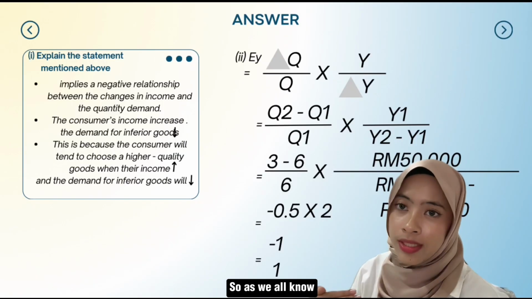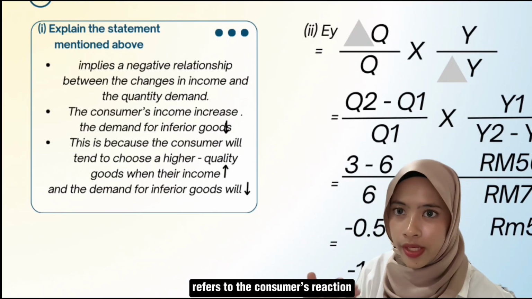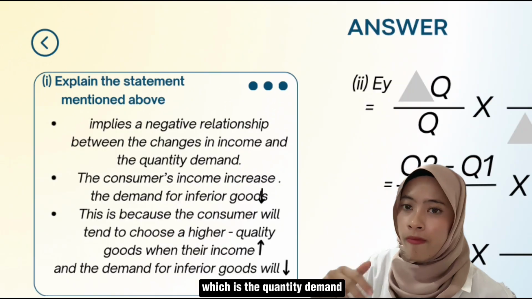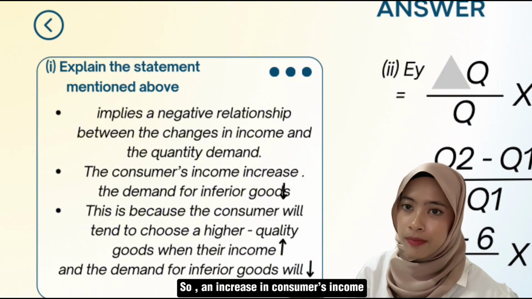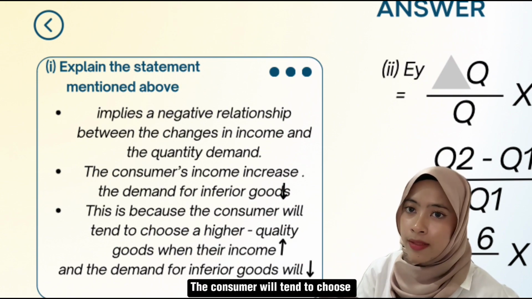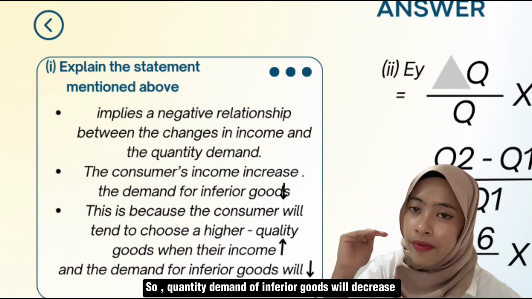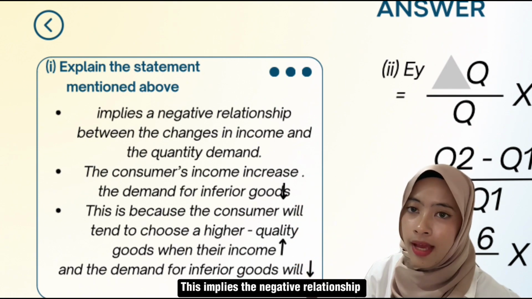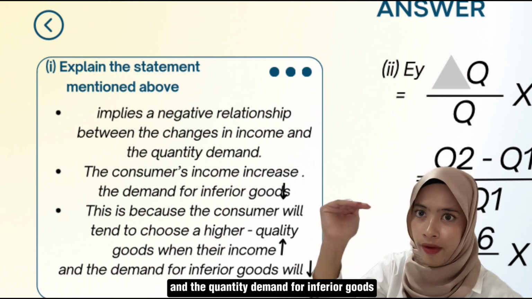So as we all know, the degree of income elasticity of demand refers to the consumer's ratio, which is the quantity demand towards the change in income. So an increase in consumer's income will decrease the quantity demand. This is because the consumer will tend to choose higher quality products when their income is increased. So quantity demand of inferior goods will decrease. This implies the negative relationship between the changes in income and the quantity demand for inferior goods.